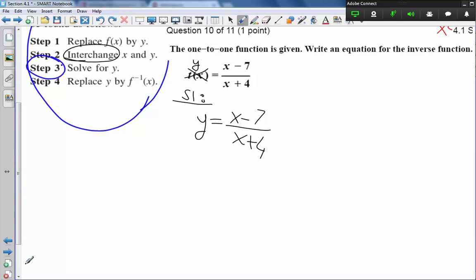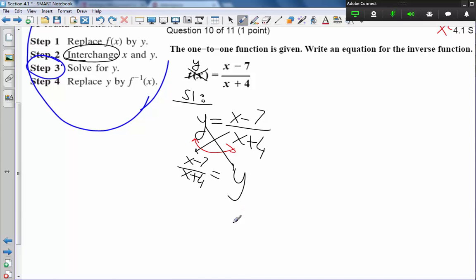Interchange x and y. Where is x? In two spots. Where is y? On a single spot. When I say interchange, people do this: they interchange both sides and bring x minus 7, x plus 4, and y to this side and this guy to the left.